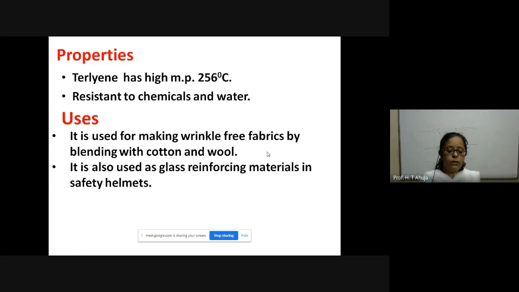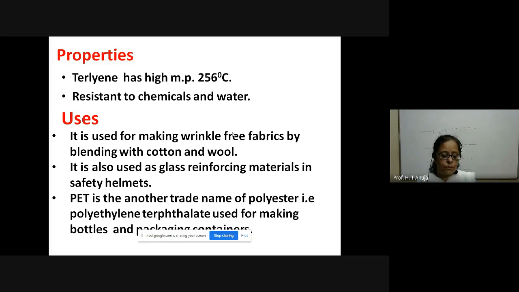Now it is also used as glass reinforcing material in safety helmets. PET is another trade name of polyester, that is polyethylene terephthalate, which is used for making bottles and packaging containers.